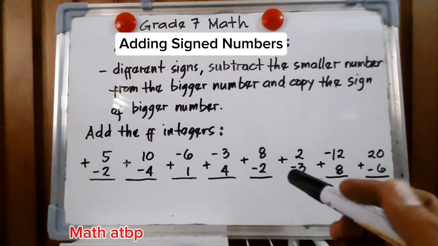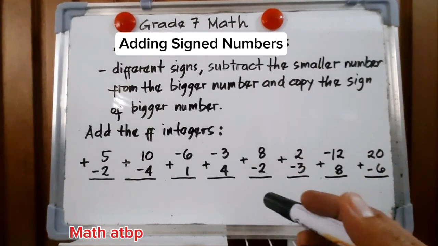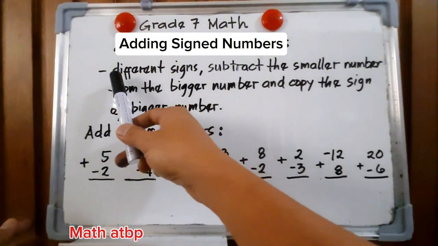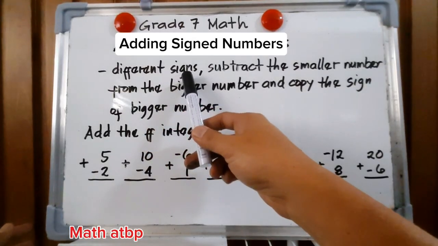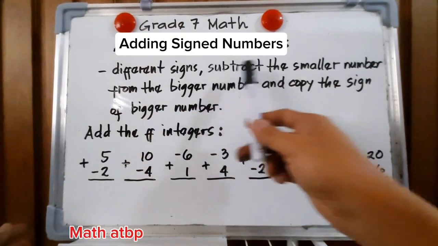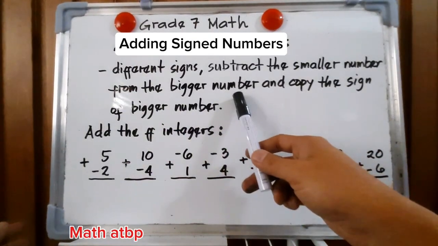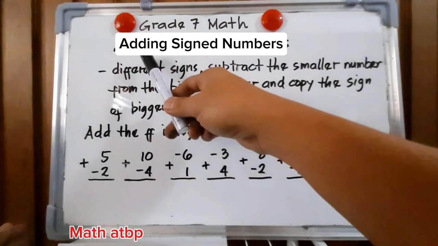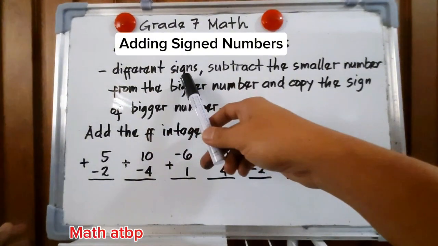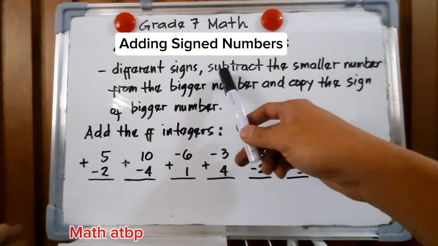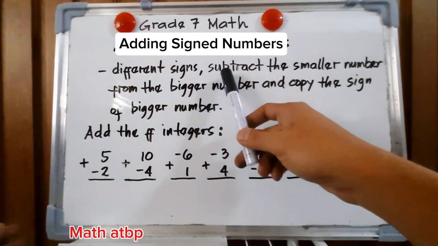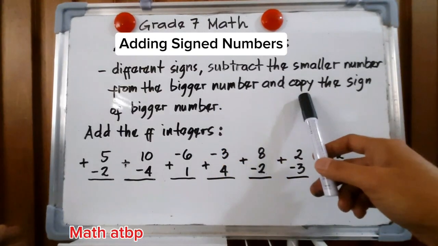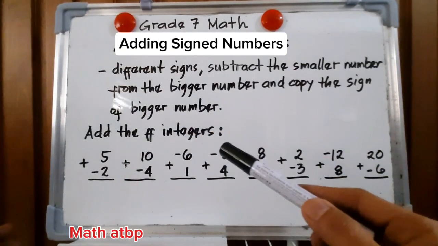We're done adding signed numbers with the same sign. We're just going to copy the sign and then add the numbers. But this time, if we are to add two numbers with different signs, they are not the same, subtract the smaller number from the bigger number and copy the sign of the bigger number. Okay? When we add two numbers with different signs, we need to subtract. Instead of adding, we're going to subtract the smaller number from the bigger number and copy the sign of the bigger number. Can you follow?